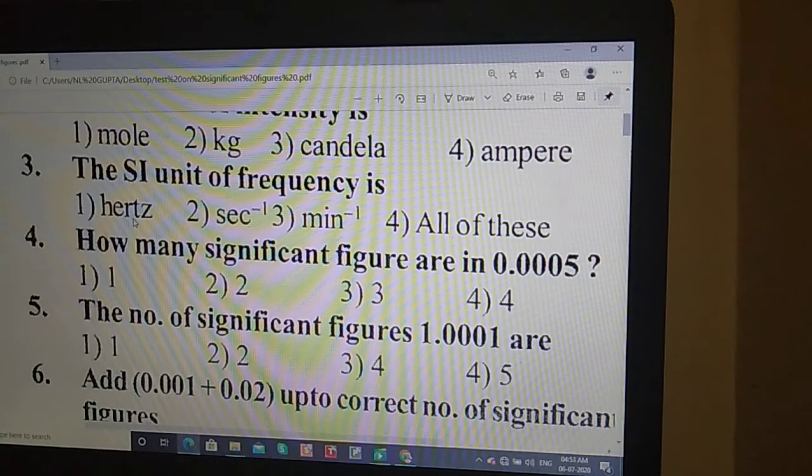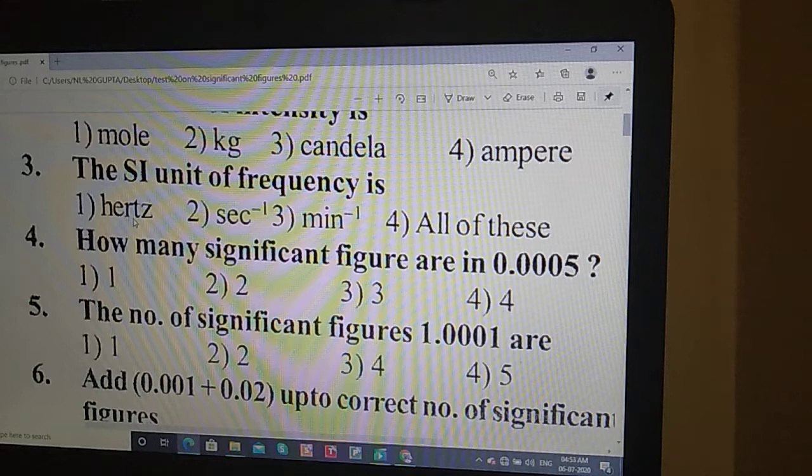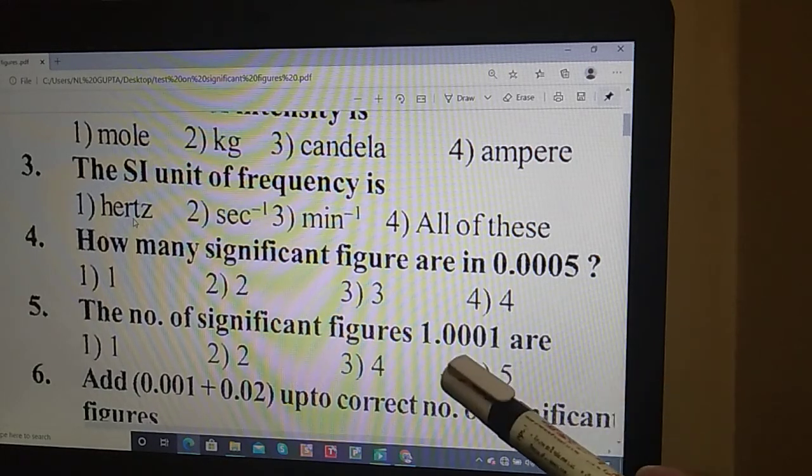Because all the zeros between two numbers are significant. Whatever the numbers are there, 0s between the numbers are significant. So in 1.0001, all the 0s will be significant. So add up all the digits, student: total 5 digits are there. So the significant figures are 5, and the correct option will be option number 4, 3021, that is 5.